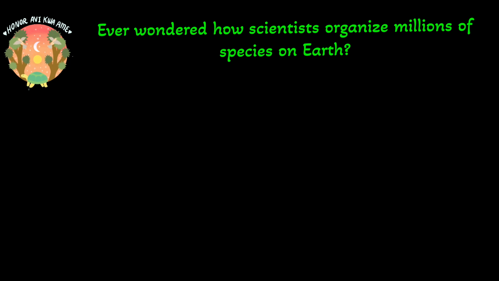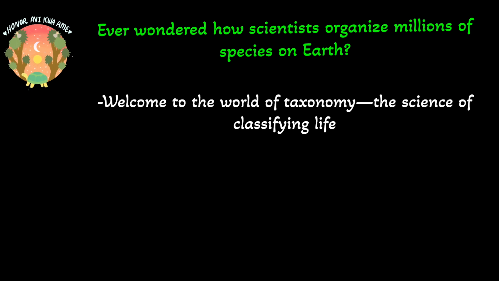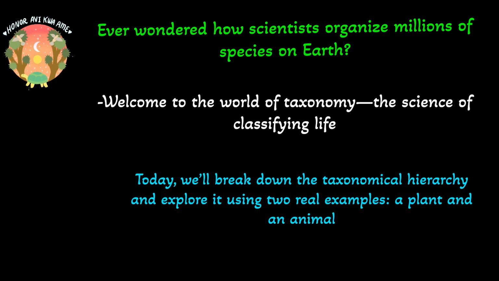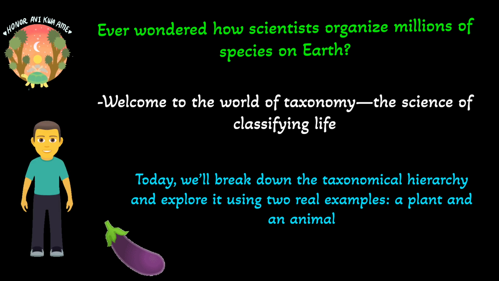Have you ever wondered, students, how scientists are able to organize the millions of species on the earth? Can you think of it? Yes, this is all because of the branch of science that is taxonomy. So welcome to the world of taxonomy, a science of classifying life. We have to understand the taxonomical hierarchy, and I already told you we are going to understand it by taking the example of one plant species and one animal species. So without wasting time, let's start the main topic.